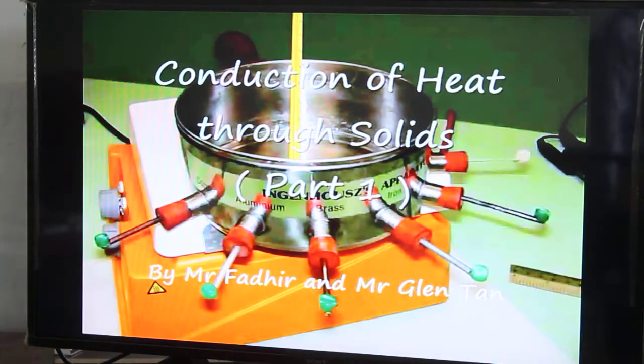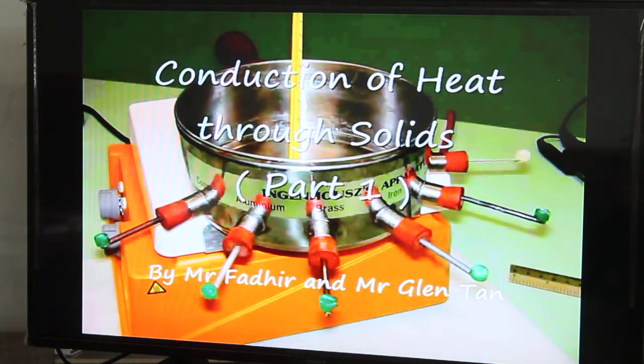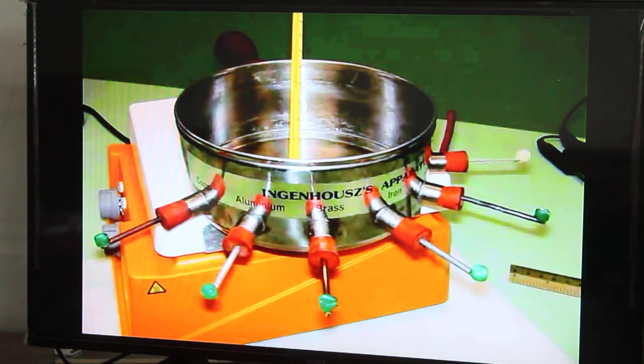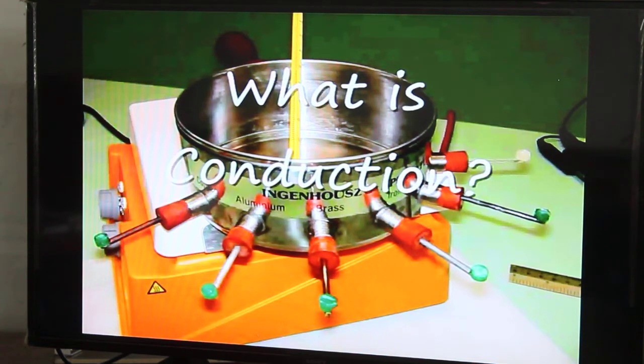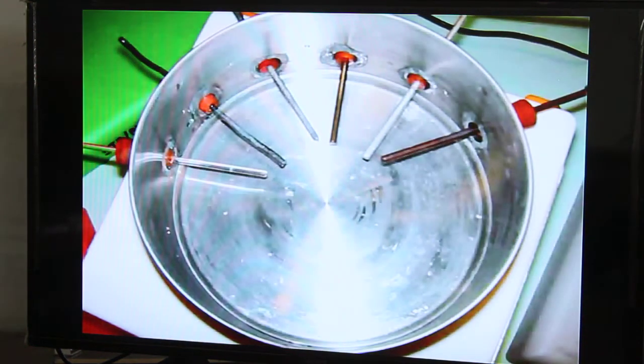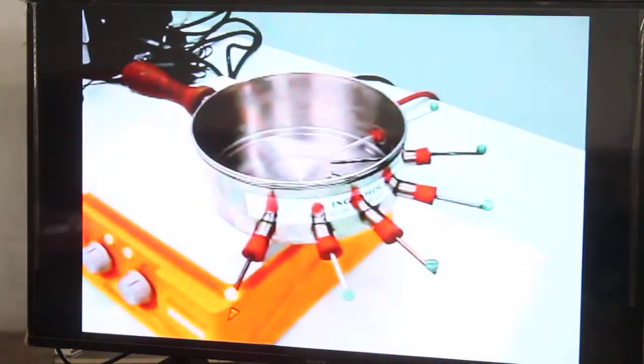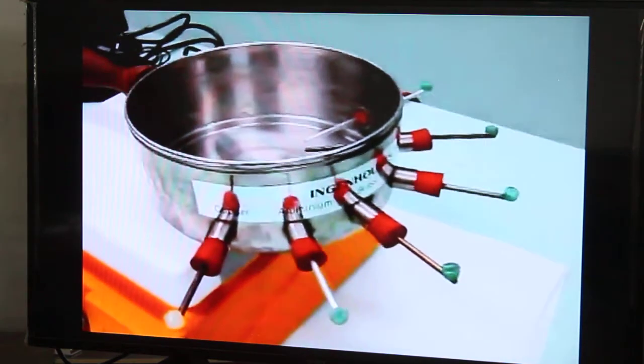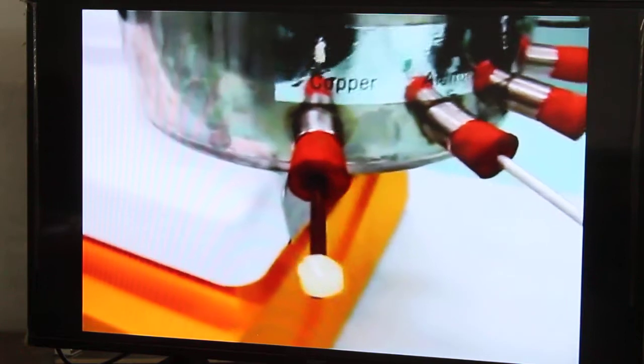Hello, I am Mr. Tan and my partner is Mr. Fan. Hi everyone, and welcome to our physics demonstration on conduction. Conduction is a form of heat transfer through a medium. Our experiment here is to investigate how fast conduction occurs through different types of solids. Let's see the setup now, shall we? As you can see, we are going to use different types of rods to conduct the heat from the hot water to the candle wax at the far end of the rod.